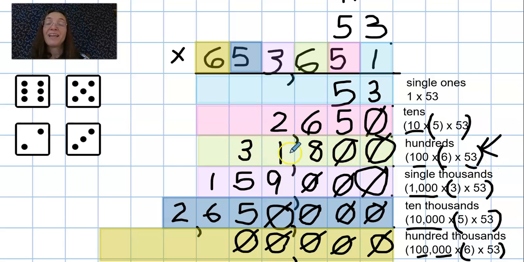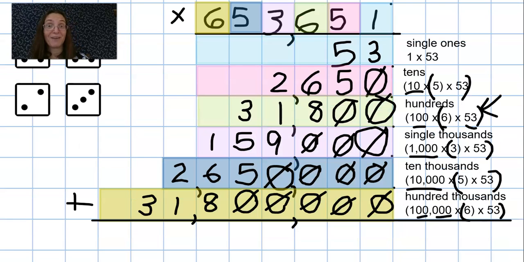It's 318. So I'm just going to use that thing I already figured out and these zeros to put everything into the correct place, where I discover that 600,000 times 53 will be 31,800,000. Wow!